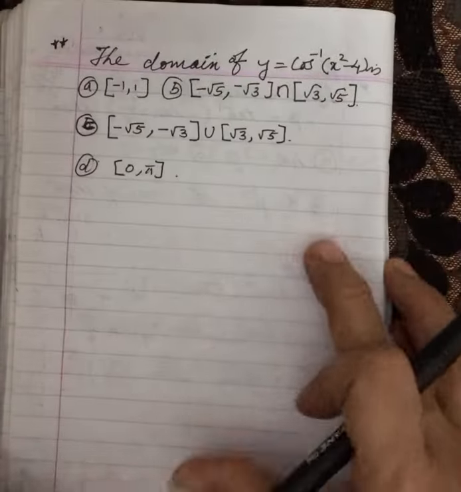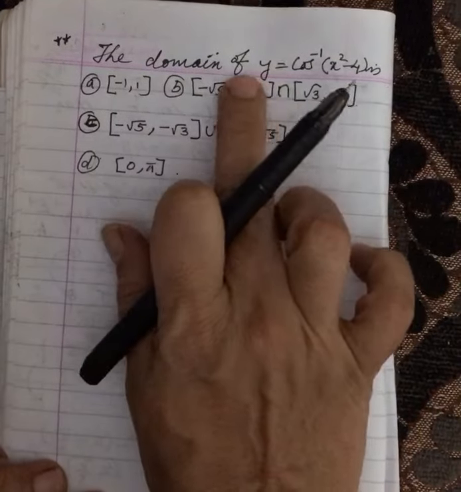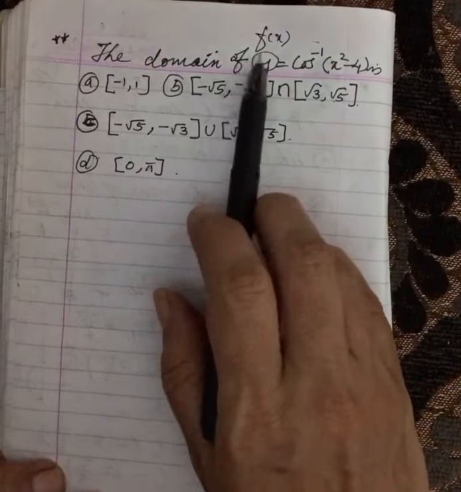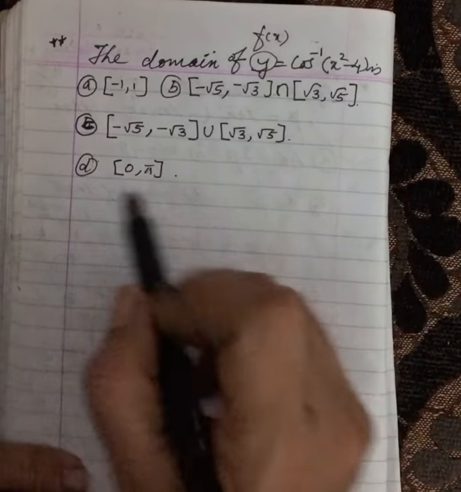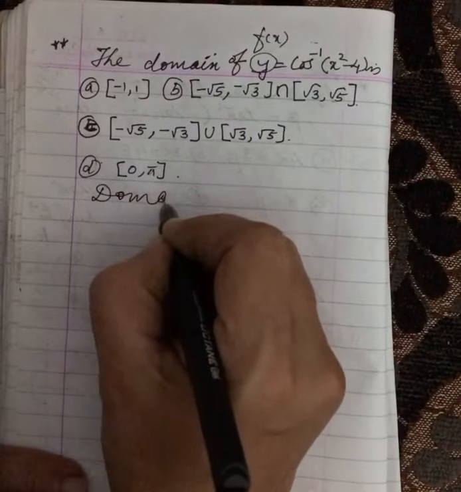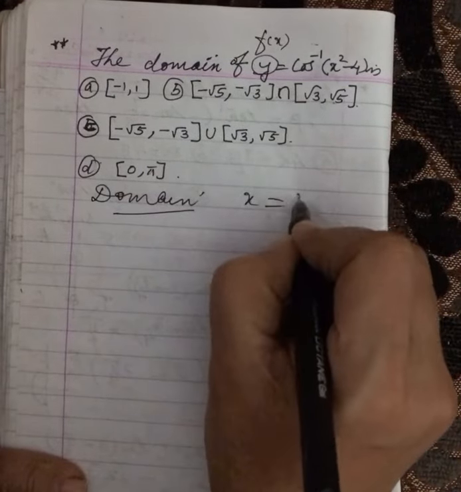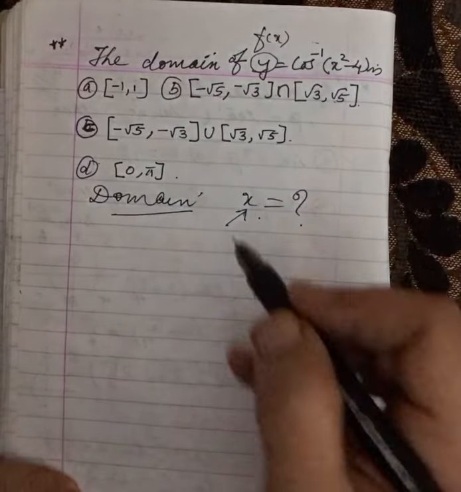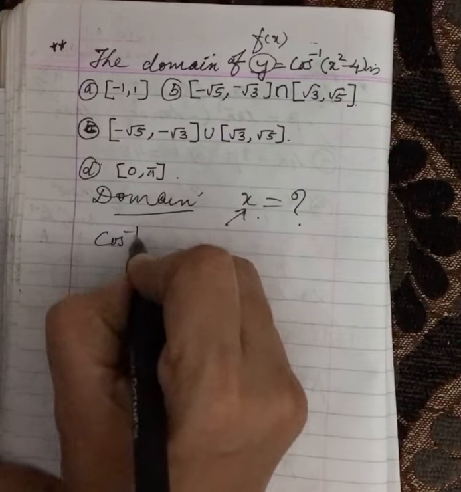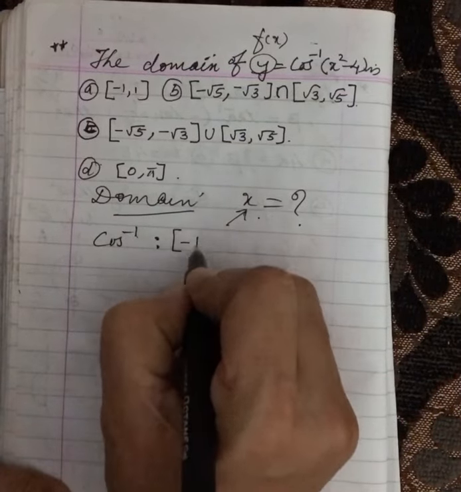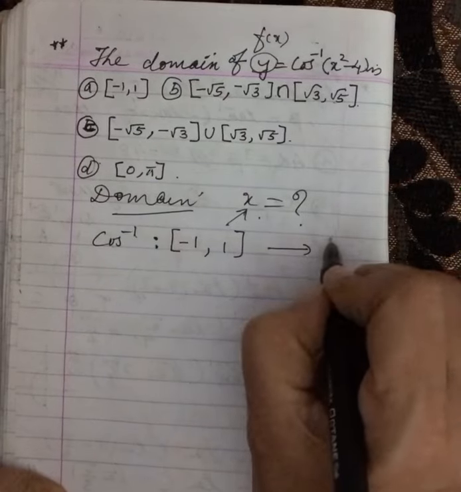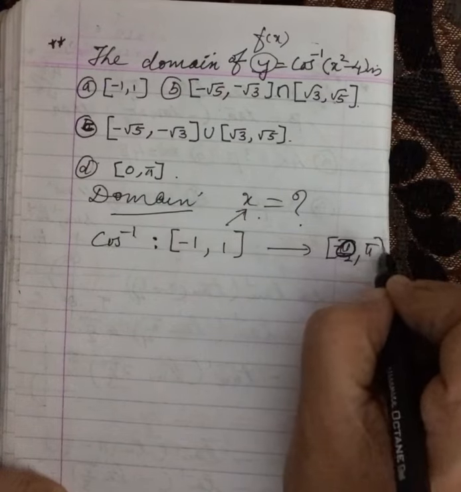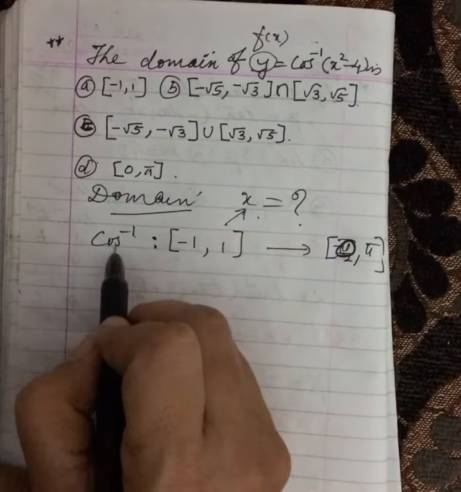Now this is regarding the domain of the functions. A domain of a function, instead of y you can have f of x also, right? So domain of the function f is, what do you mean by domain? Domain means what are the possible values which you can assign to x so that this function is defined. So we know that cos inverse is always defined from minus 1 to 1, and the principal value branch is from 0 to pi. Okay. So this is the domain of cos inverse.